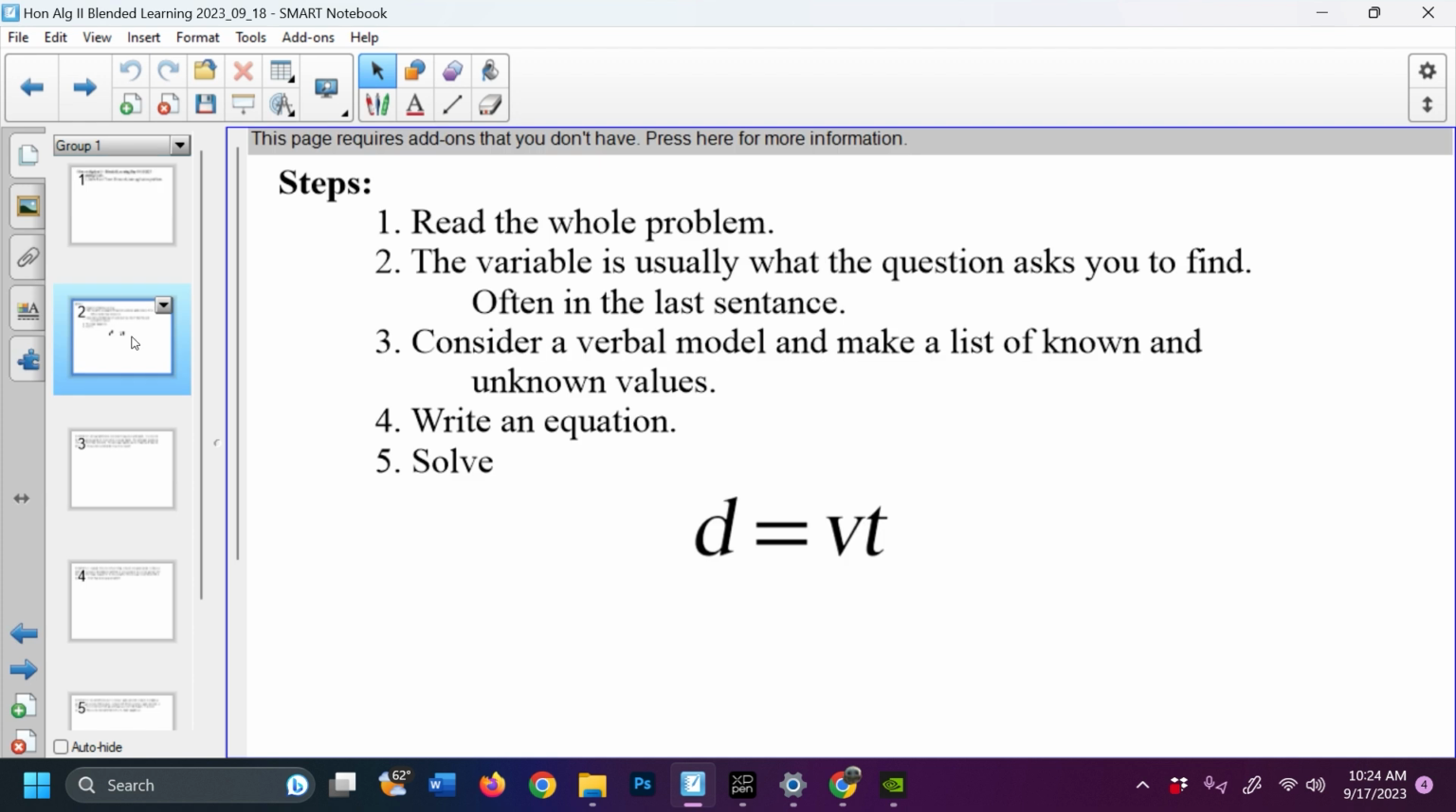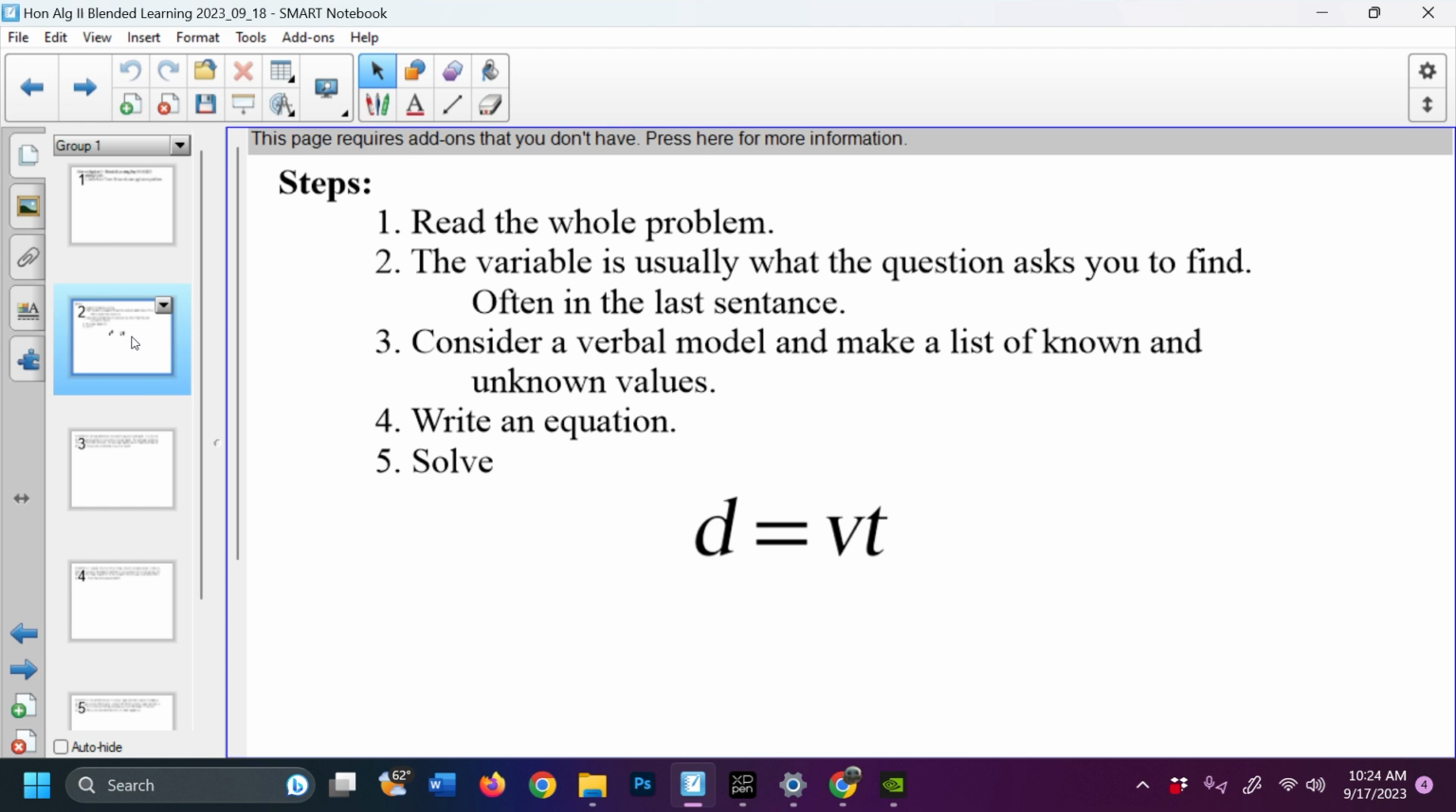The way I want to suggest that you do this, and there are no hard and fast rules, is that if you follow these general steps, you should be okay. The first thing you want to do is read the whole problem. The variable is usually what the question is asking you to find, and it's often found in the last sentence. So what they ask you to find should be your variable. Then consider a verbal model and make a list of the unknown and known values.